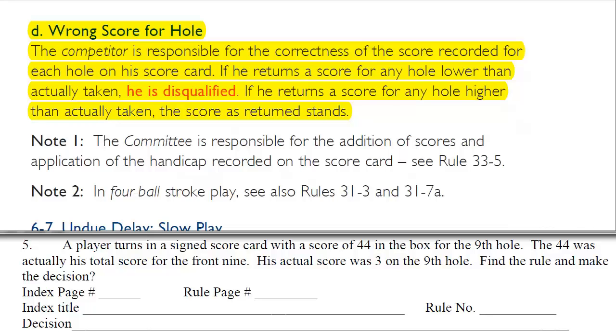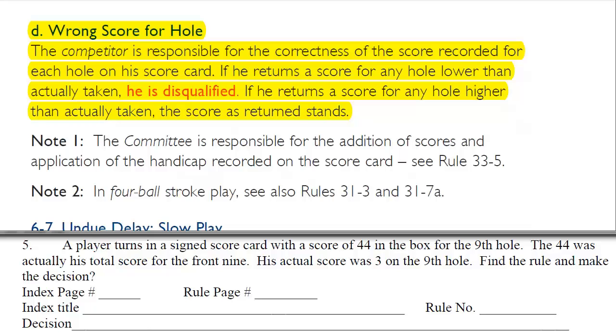In this case, he actually had 41 strokes prior to the 9th hole. With the 44 in the 9th hole, he's got a total score of 85 for the front 9. So the moral of this lesson is you need to make sure that your scores, hole by hole, are correct before you sign and return your scorecard to the committee. Because once it's signed and returned to the committee and you've left the scoring area, your scorecard is now deemed as in, and you cannot correct anything on your scorecard.